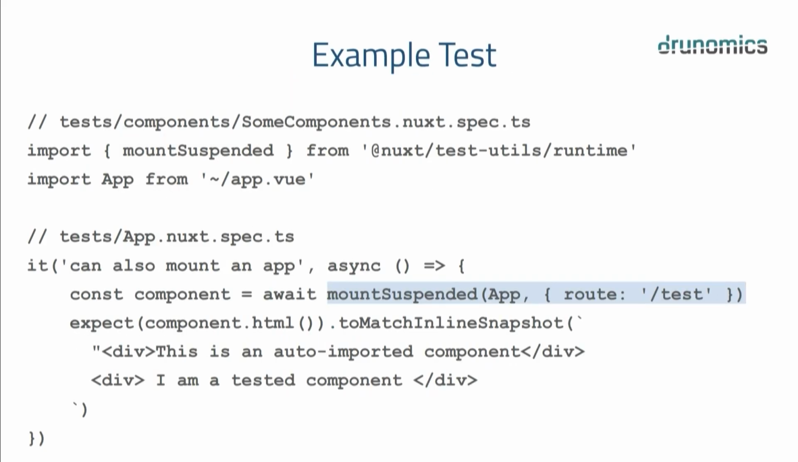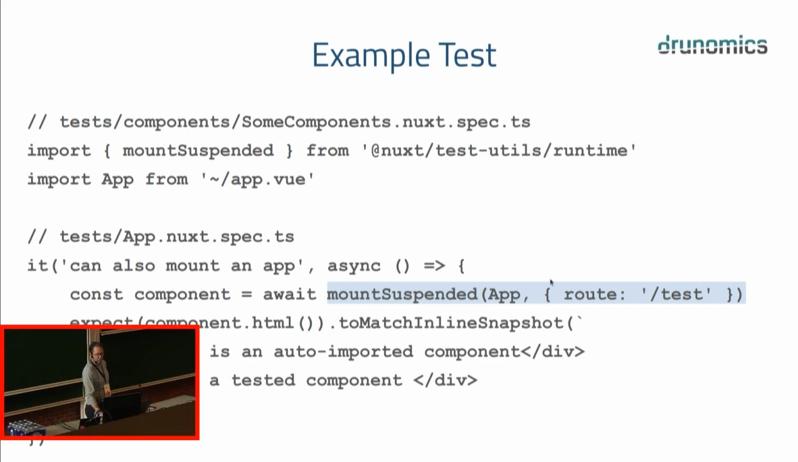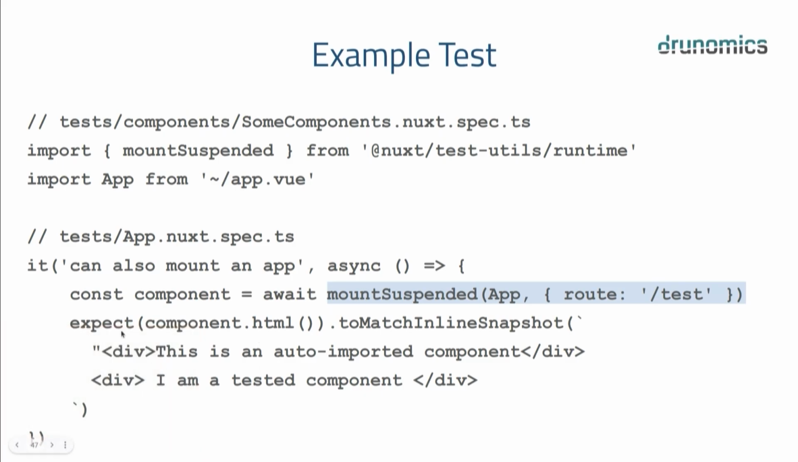But maybe to get an idea, here's one example, a unit test for testing a component. Basically, here it makes use of a helper, mountSuspended, and you can just say, okay, I want to mount the test route here, and then do some expectations on the returned HTML. So it's also quite simple to test that some component works correctly.